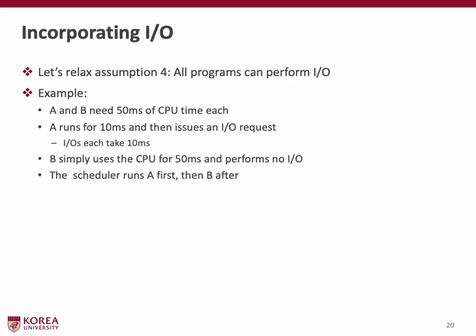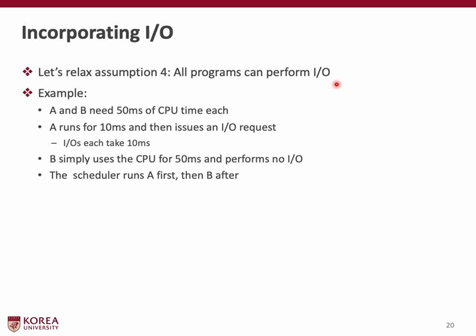So far, we've assumed that all jobs only use the CPU. That is, there are no I/O operations. This is our first assumption. But that's clearly not realistic because most real programs perform I/O operations. And when a job performs I/O, it cannot use the CPU, which means it's blocked and waiting for the I/O to complete.